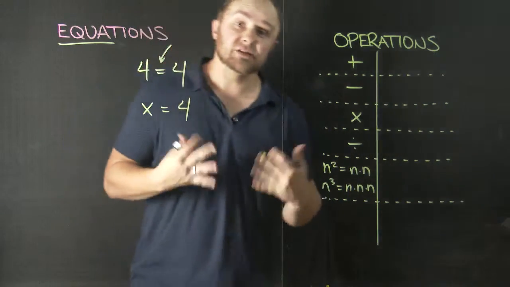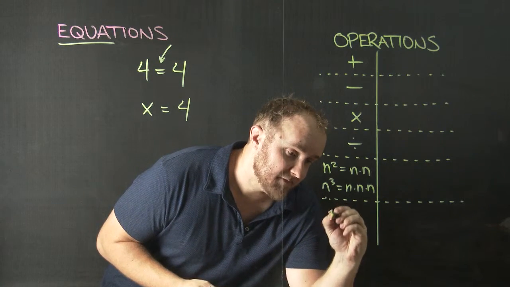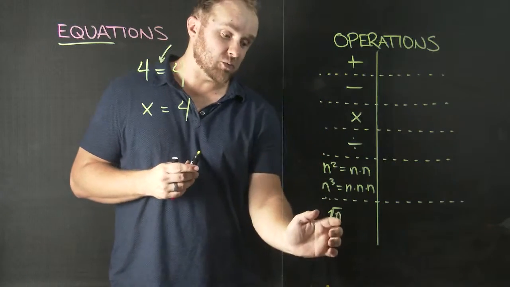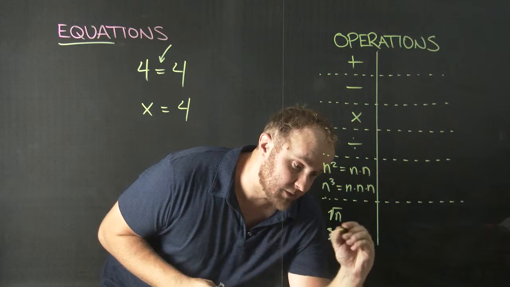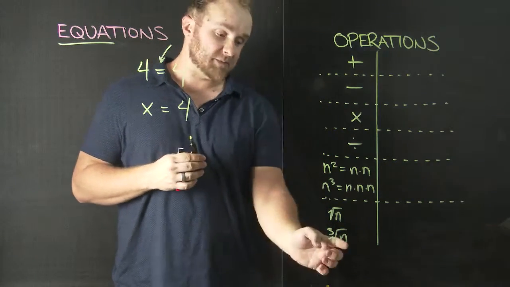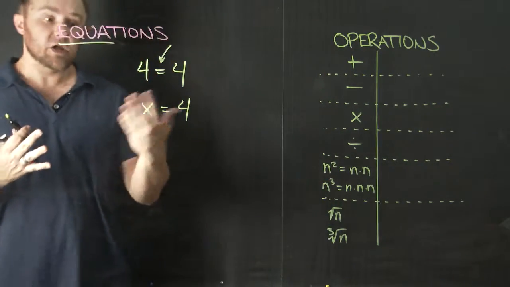And the last operation is we can take the roots of numbers. Essentially, if I take the square root of a number, I'm thinking what number times itself equals that original number. I can take other roots though. I could take the 3rd root, for example, and it's the same thing. It's thinking what number times itself 3 times would equal that original number. So those are the 6 operations, and we can use those with equations.